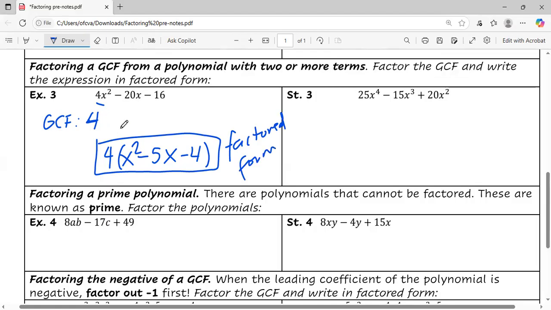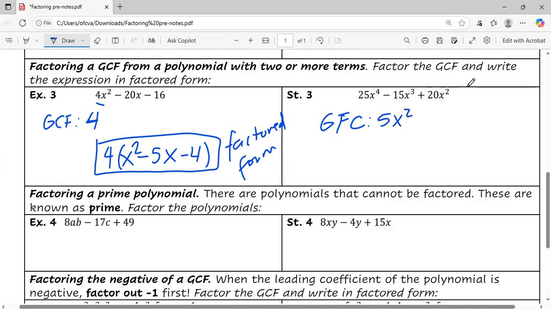So if you were to multiply 4 times that polynomial, you will get your original polynomial. So let's do the same thing with the next example, ST3. So my GCF here, think about what everything is divisible by, the biggest number they all have in common. That would be 5, but this one does have variables. They all have x, pull out the smallest x. So your GCF is 5x squared.